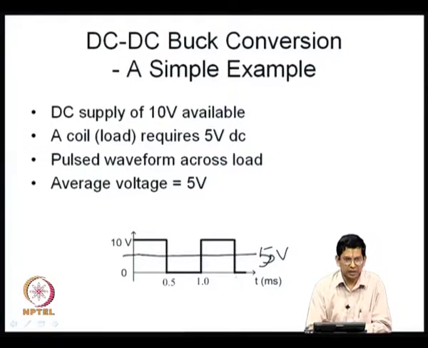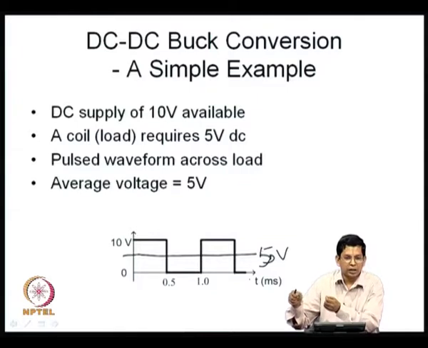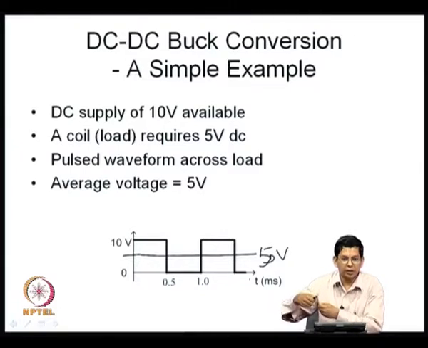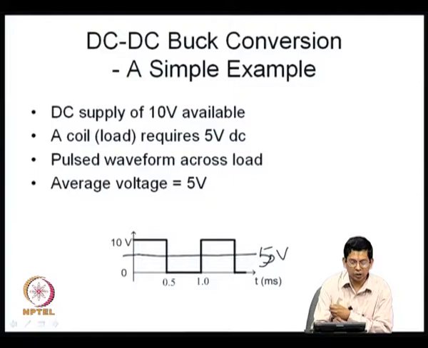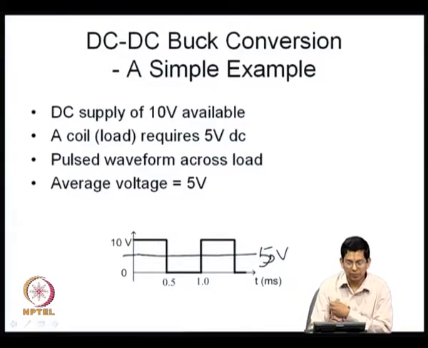What I am doing basically is I have a load. I have the 2 terminals of the load now. What I am going to do is connect the two terminals of my load directly across the supply for 0.5 millisecond. Then what do I do? I short the load for the remaining 0.5 millisecond. I connect it across the supply, I short the load. So, whenever I connect the load across the supply, I get 10 volts here, and whenever I short the load to itself, I get 0. So, I get this kind of thing.